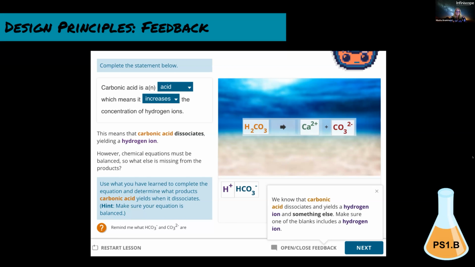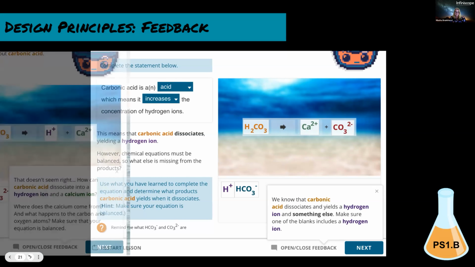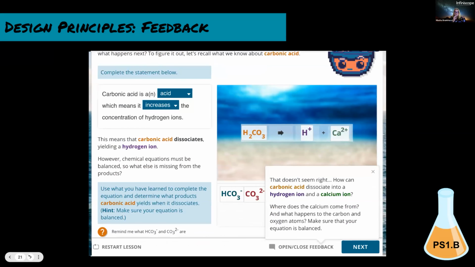So I think I have a couple examples here of different feedback that a student might get if they interact with this screen. Each time the student answers a question a little bit differently, they get feedback specific to what they're doing. And in this case, students are dragging ions into this drag and drop image to understand what happens when carbonic acid dissociates.